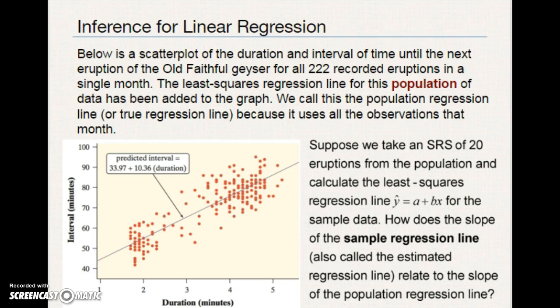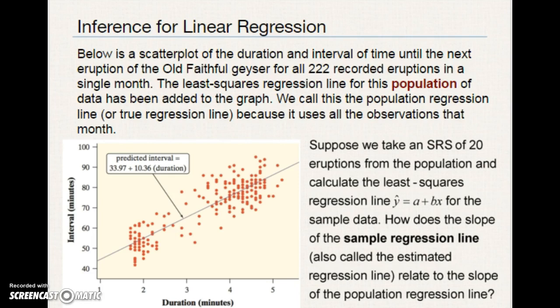So here's our first example. It says, below is a scatter plot of the duration and interval of time until the next eruption of Old Faithful happens. And they had 222 recorded eruptions in one month. And there's a least squares regression line for that entire month. So they consider this the population for that month, and they consider the population regression line to be the true regression line. Many times we don't actually get a true regression line because we don't do something like a census for the population. It takes too much time.